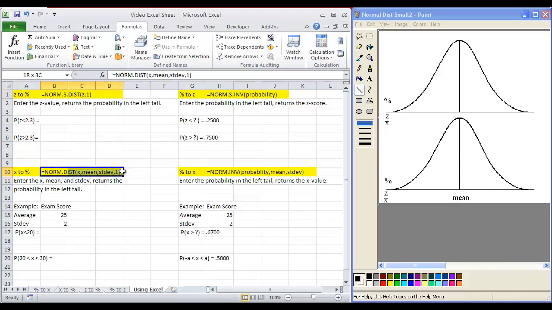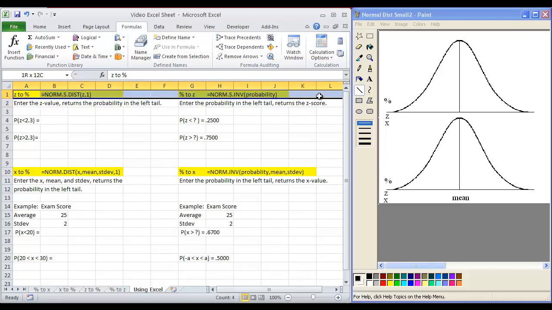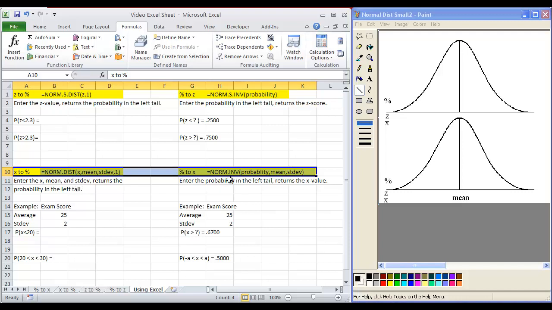And then this one here has an input of an x value, a mean, and a standard deviation. So in this one, we're going from x to percentage. In the top one, we're going from z to percentage. So the pattern is you use .S in there, Norm.S, when you're dealing with z to percentage or percentage to z-score. You use the Norm.Dist or the Norm.Inv when you're going back and forth between x to percentage or percentage to x.